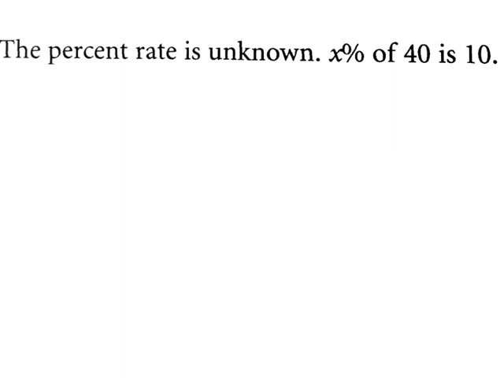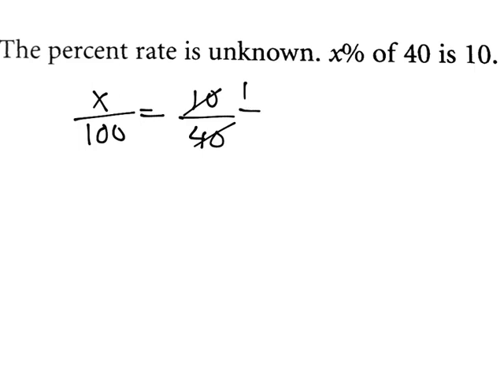This one says we don't know the percent this time, so x over 100 would represent the percent proportion. And then 40 is our whole. 10 is the number represented by the percent. We cross multiply. We could also reduce this to 1/4 first. Get 4x equals 100. X equals 25%.